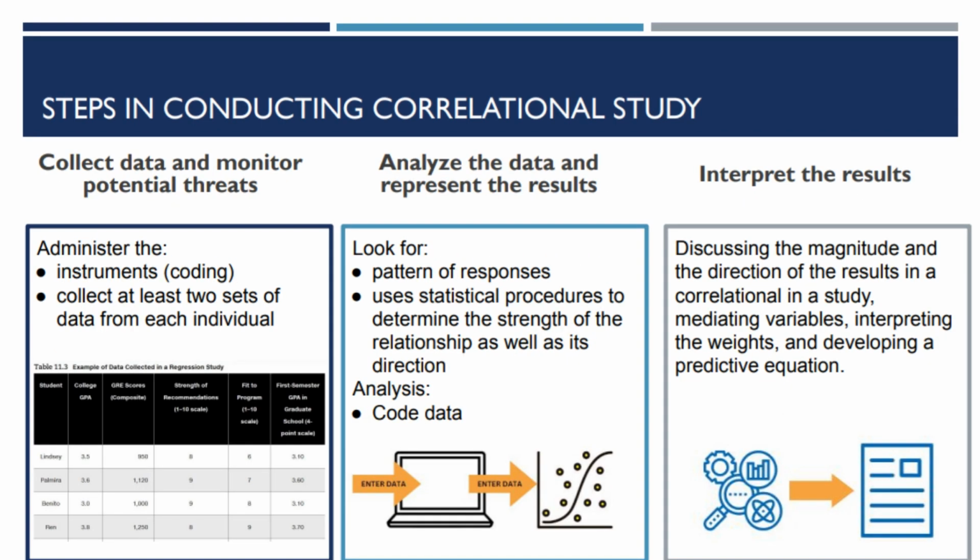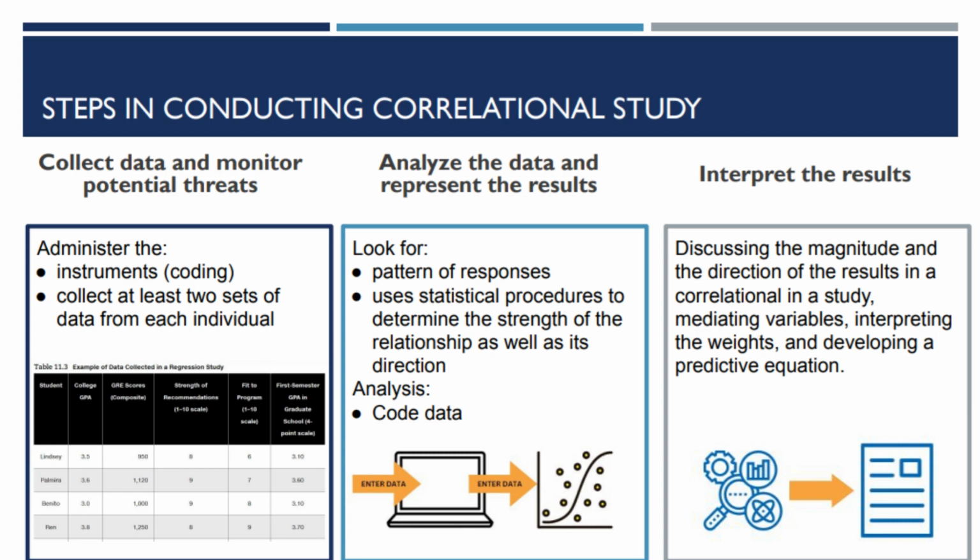The fourth step in conducting correlational research is collecting the data from your participants and coding them. Because you are comparing variables, there needs to be at least 2 sets of data from the participants. Usually, this is shown in a table. The next step is analyzing the data.